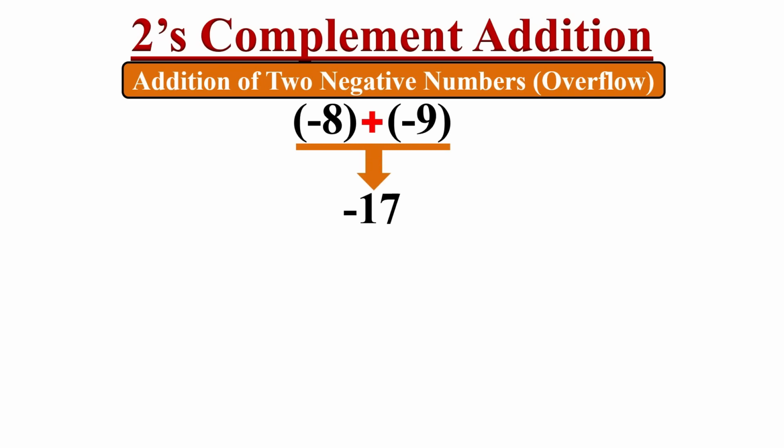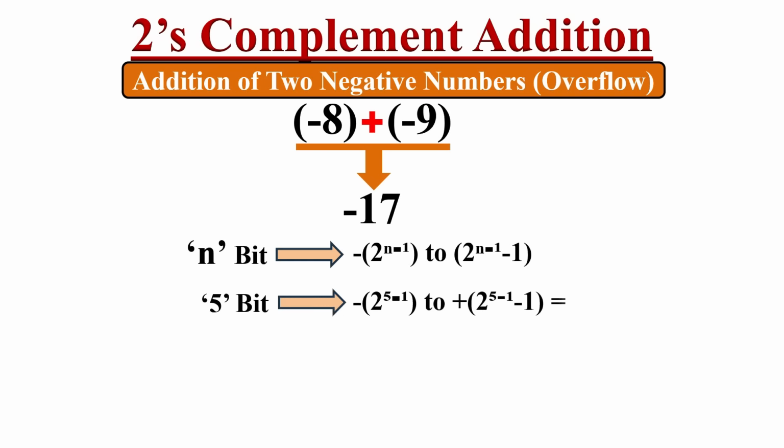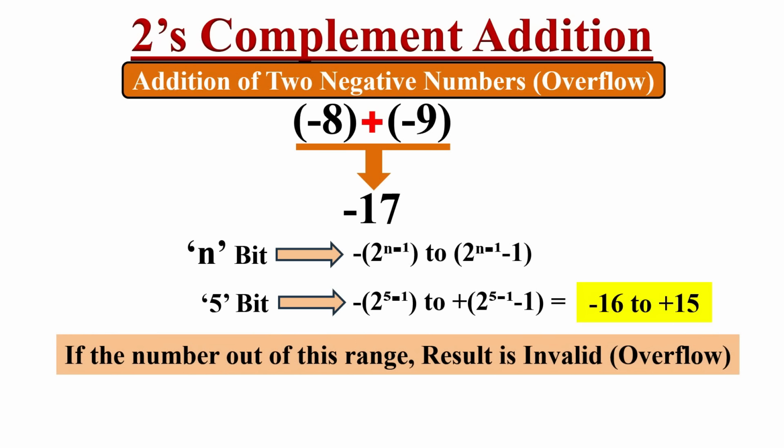As we know that using n bits, we can represent binary numbers in 2's complement form from minus 2 to the power of n minus 1 to plus 2 to the power of n minus 1, minus 1. So if we use 5-bit representation, we can represent binary numbers in 2's complement form from minus 2 to the power of 5 minus 1 to plus 2 to the power of 5 minus 1, minus 1. That is nothing but minus 16 to plus 15. But here minus 8 minus 9 equals minus 17. This result is beyond 5-bit 2's complement range. This means if we use 5-bit form in this addition, we will get overflow condition or invalid result.